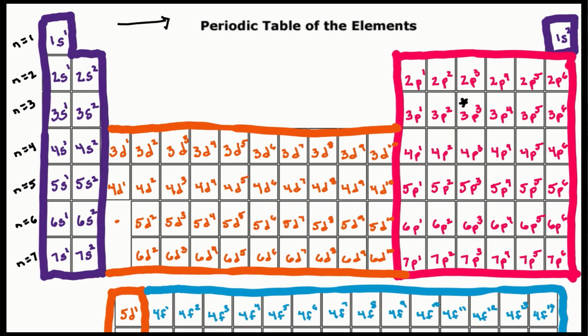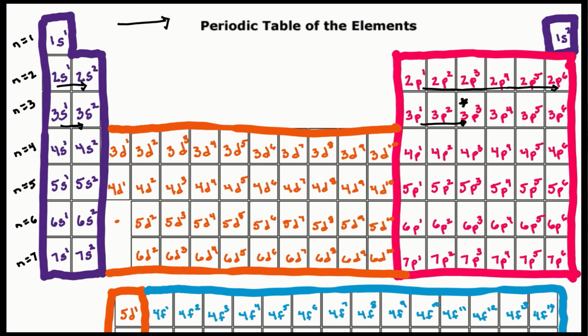Okay, I'm not going to write out 1s1, 1s2. Instead, I'm just going to write 1s2. Okay, I'm going to keep reading. So I've got 1s2, then 2s2, then 2p6, then 3s2, and then 3p3, and that is where I end.